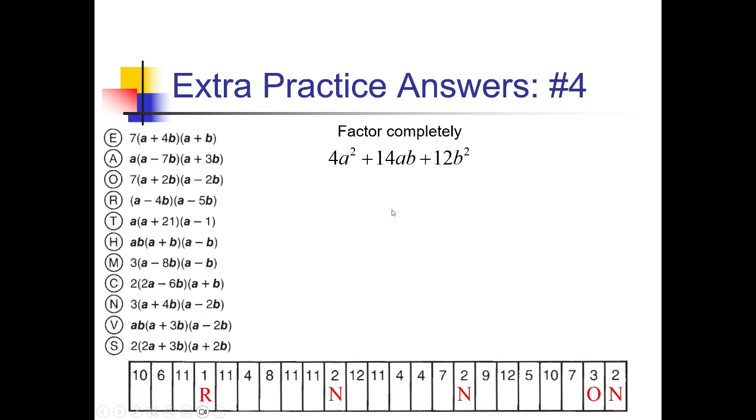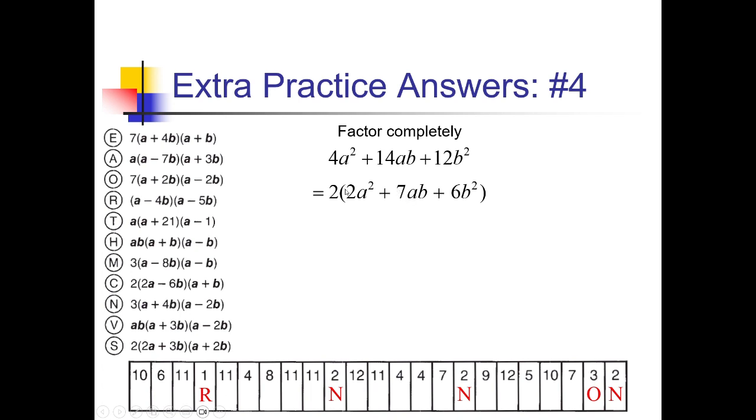So let me take out a 2, and that's all I can take out. So that leaves me with 2a squared plus 7ab plus 6b squared. Still, that's at least better than it was. So now for the stuff inside, there's no perfect square shortcuts that I can take. So I'm going to go with the AC method.